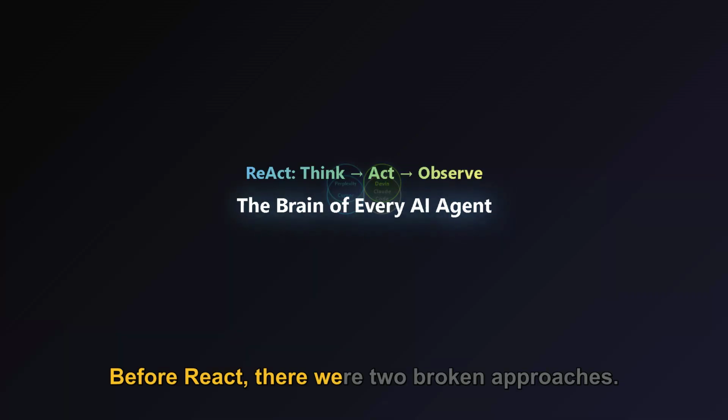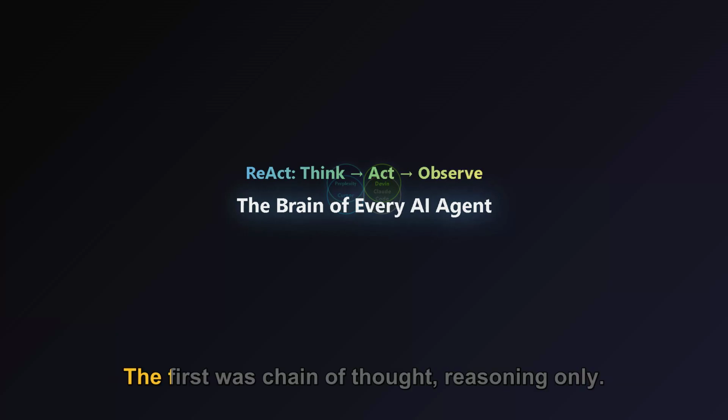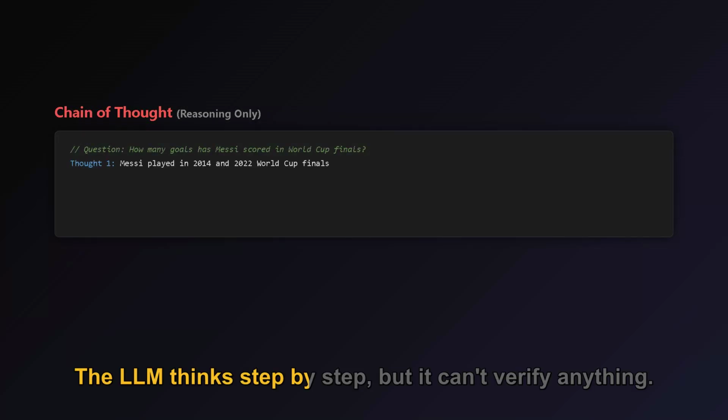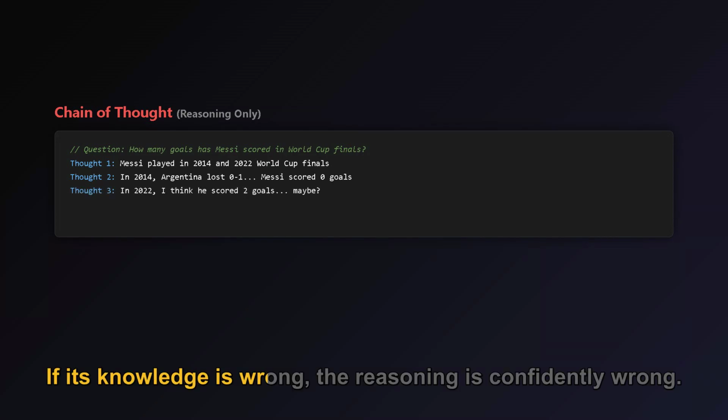Before ReAct, there were two broken approaches. The first was chain of thought, reasoning only. The LLM thinks step by step, but it can't verify anything. If its knowledge is wrong, the reasoning is confidently wrong.